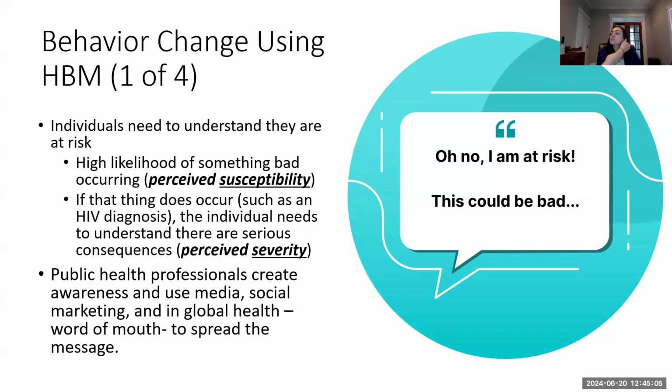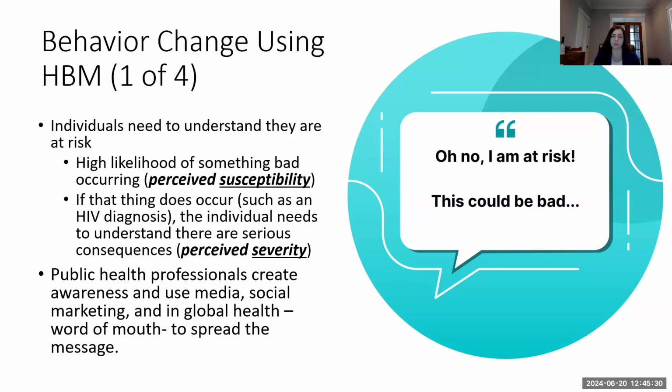So when we want to change someone's behavior using the health belief model, we consider how do we increase their perceived risk? We want them to feel like, oh, something could go wrong. I need to be better. I need to take care of my health. I need to help my community and myself live healthy. So they have to believe, one, there's a high likelihood of something bad happening. And we call that perceived susceptibility.